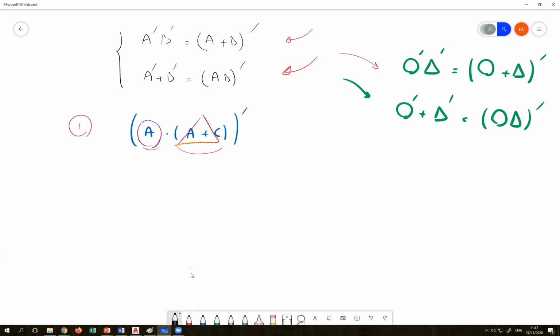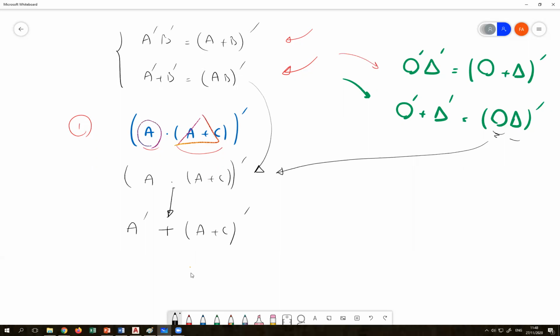So what I have is A and A or C, all of them not. Which rule can I use? I can use the second rule, the second theorem. Why? Because this is my circle, this is my triangle, exactly similar to that. What do I get? The inversion of the first one plus, because it converts this AND gate to an OR gate, the inversion of that, which is A or C not. Look, each of the inputs will be inverted.